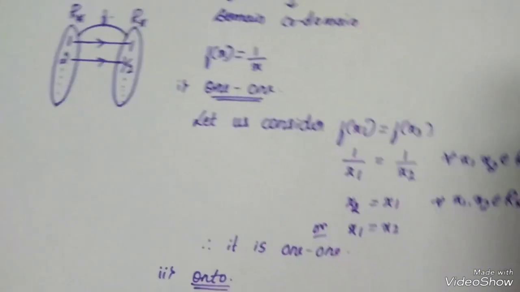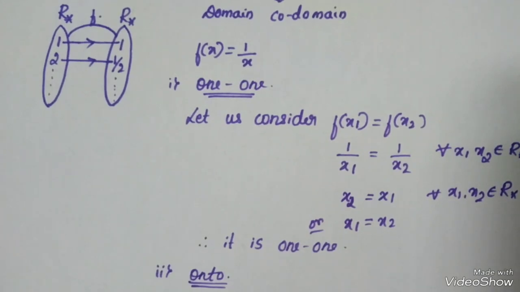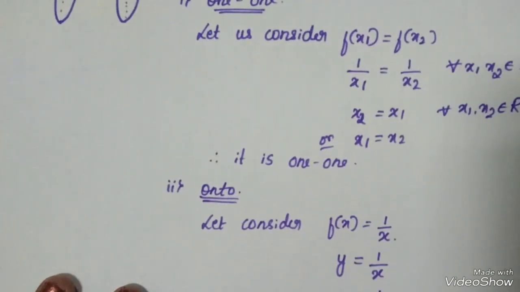Let us consider f of x equals 1 by x. Now for an onto function, we have to replace f of x by y. So y equals 1 by x. Again find the value of x. Multiplying and dividing, now the value of x equals 1 by y. So whatever the y value we have, we get a real number. For example, if y equals 2, then x equals 1 by 2, and 1 by 2 is a real number.